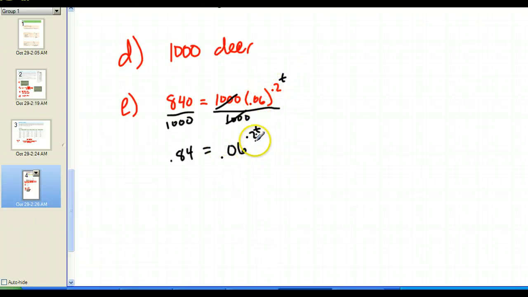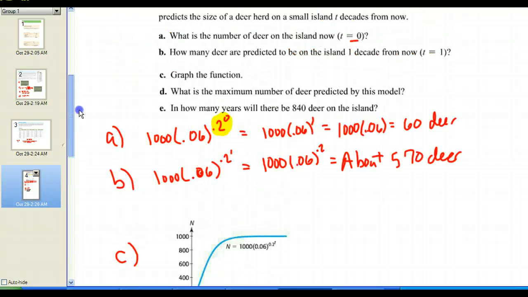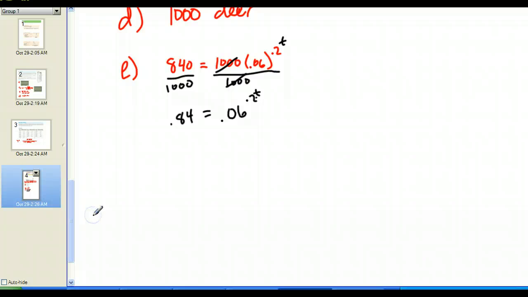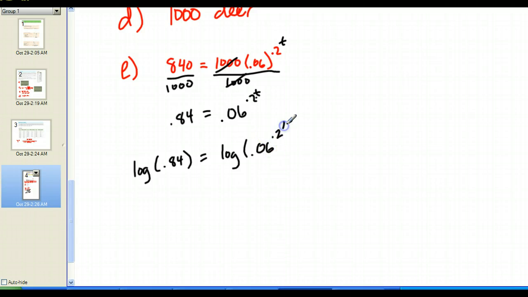I already had forgotten that we're not dealing with an exponential function. Okay, we're dealing with a Gompertz function. So we're going to bring in logs to solve this. So the first thing we're going to do, I'm going to bring in a log on this side. 0.84 equals the log of 0.06 to the 0.2 to the t.